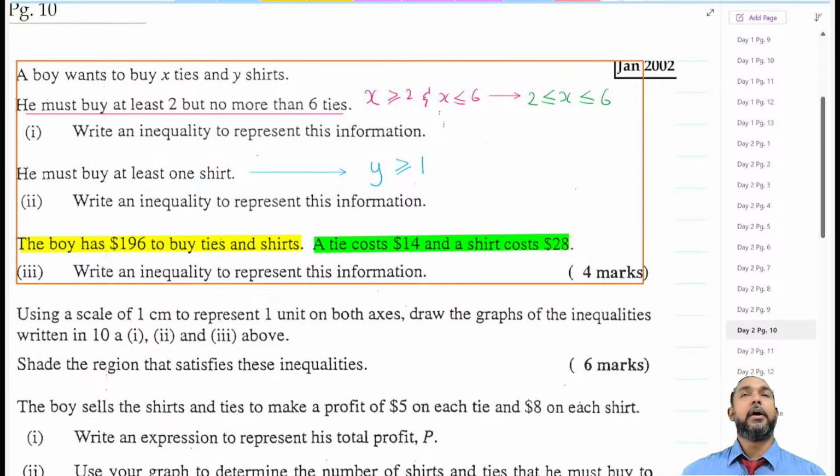This is what I like to call the budget constraint or the expenditure constraint, right? The boy has how much money? $196 to buy ties and shirts. Here's my question. If you have $196, can you spend $195? You can spend $100. You can spend $2. Could you spend $197? No. That would be interesting to see. All right?